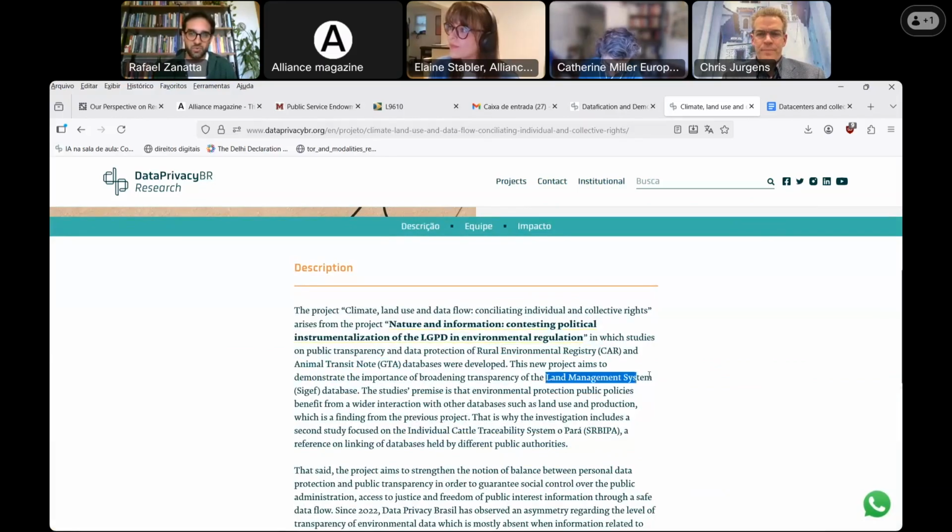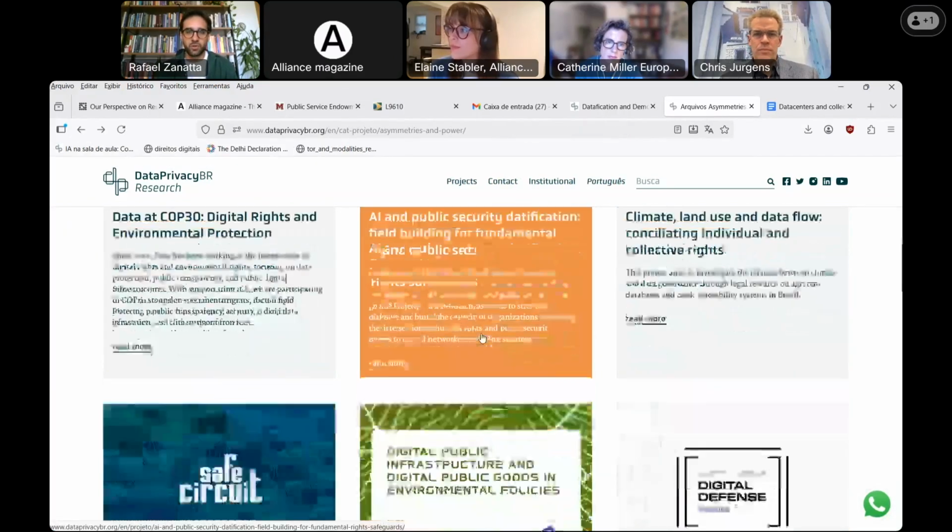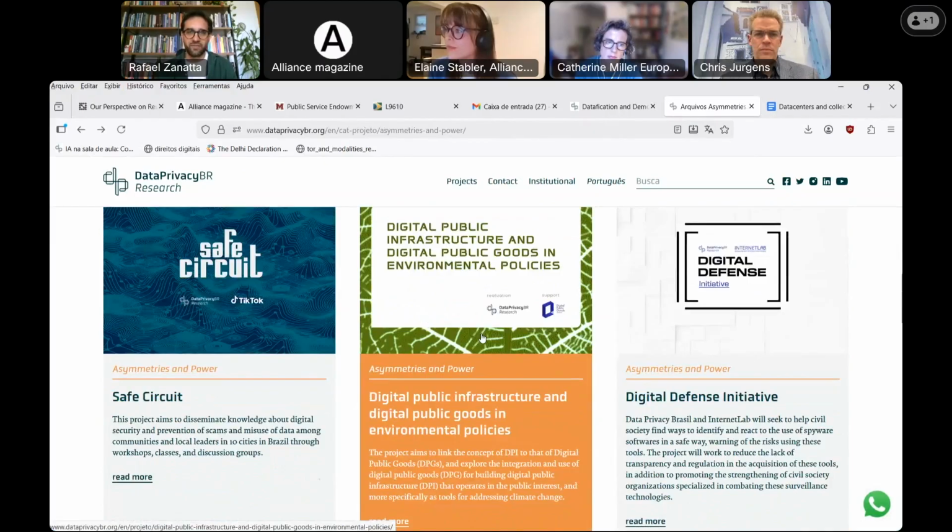So we are working to reconstruct the land management system in order to support the government in opening up this information and make it accessible for citizens and journalists. Also, we've been working closely with different ministries and NGOs in Brazil about how to make sure that those emerging projects and databases on deforestation and illegal cattling can be used strategically as a digital public infrastructure.